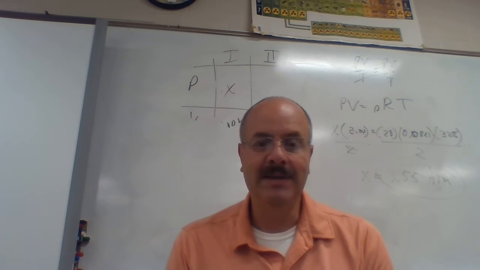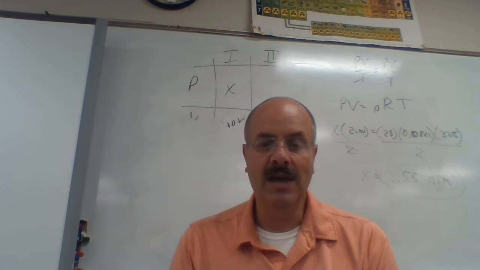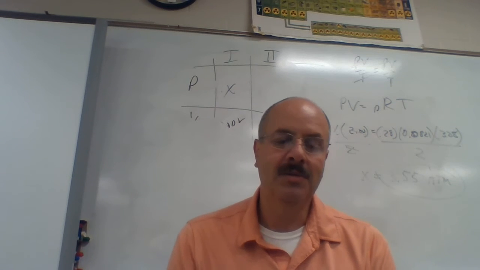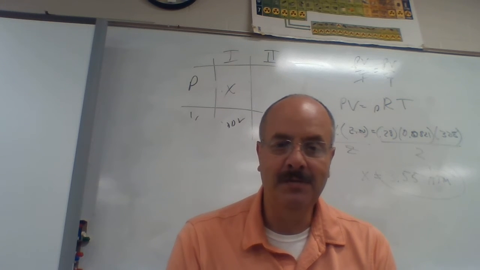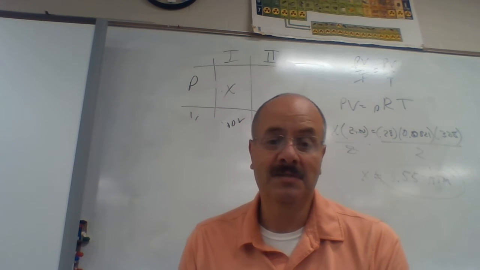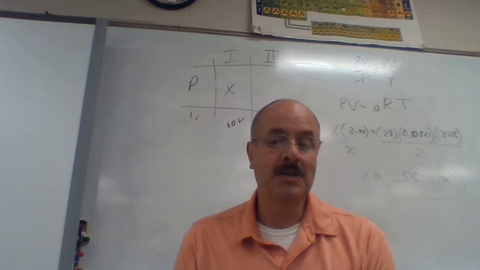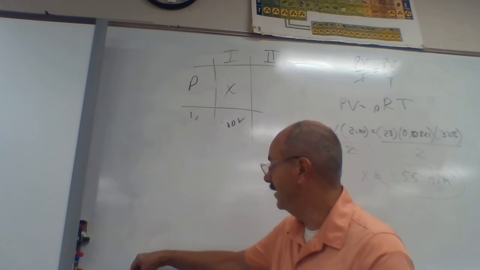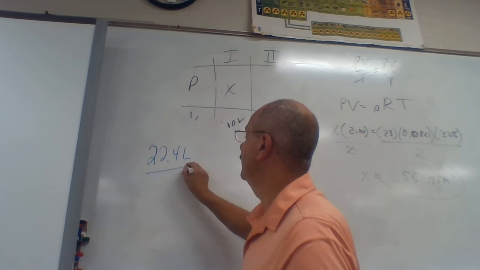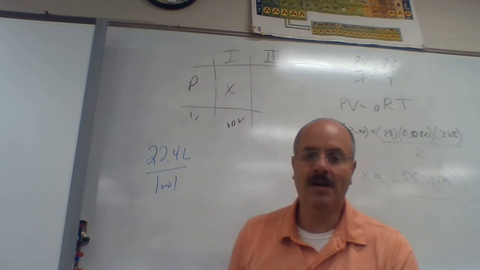So STP, standard temperature and pressure, is 0 degrees Celsius and 1 atmosphere. That's what standard temperature and pressure always is, 0 degrees Celsius and 1 atmosphere. 1 atmosphere, remember, is a unit of pressure, and 0 degrees Celsius is temperature. So we ended up with this ratio that's in your notes: 22.4 liters is 1 mole. And again, it doesn't matter what gas we're talking about.